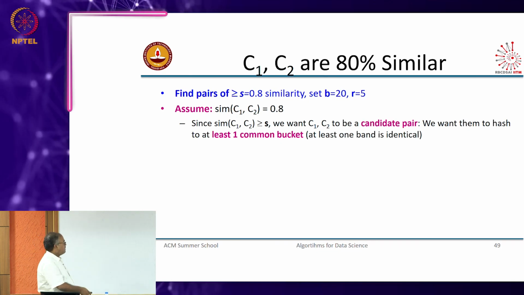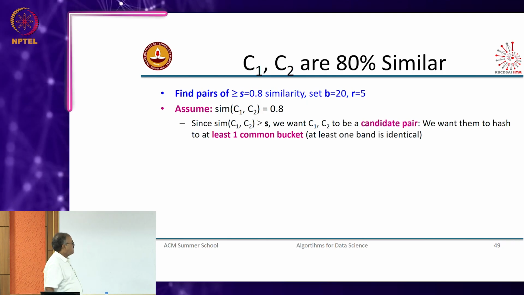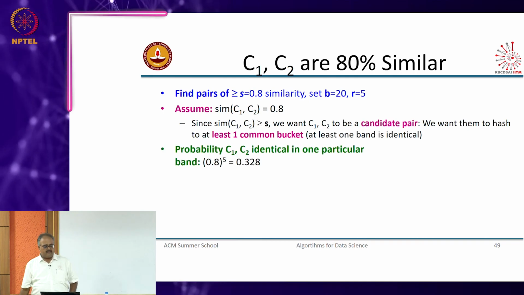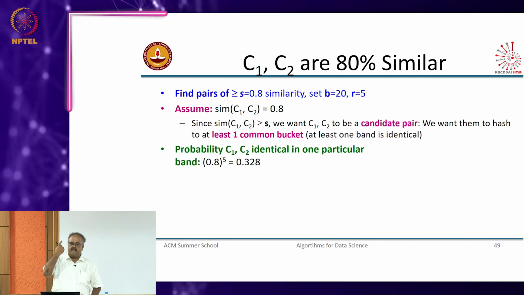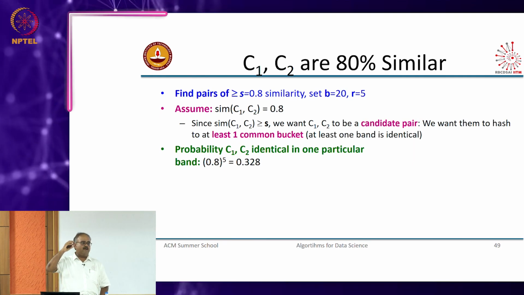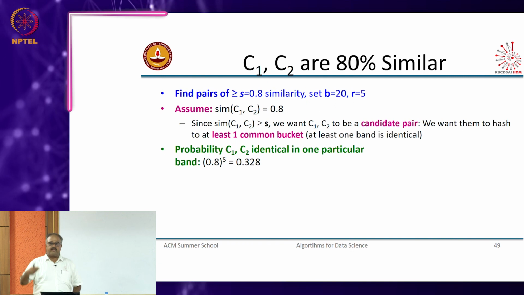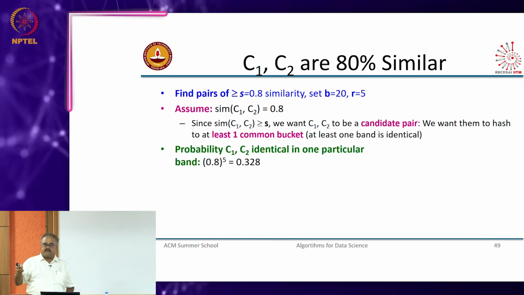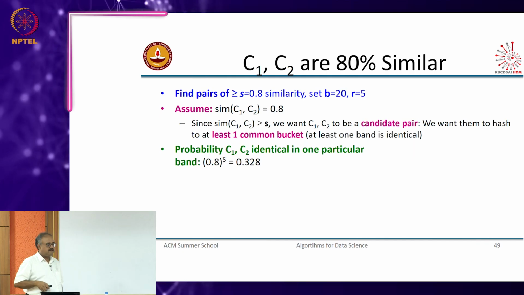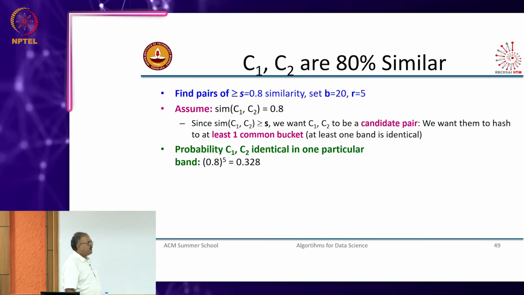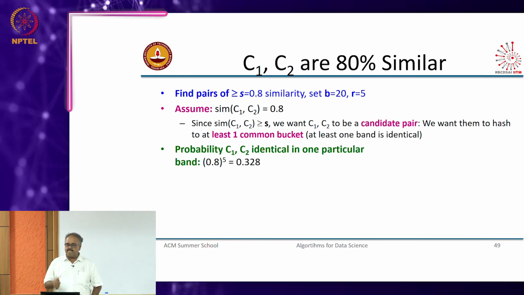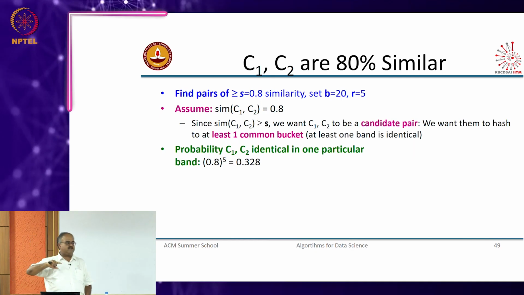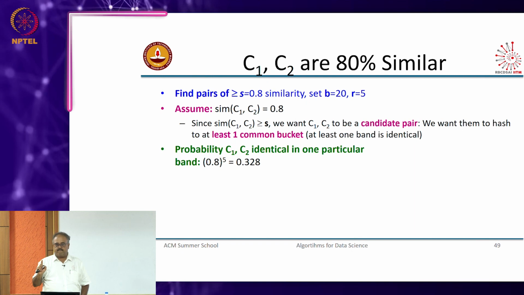So, remember our assumption. If the similarity is greater than 0.8, we want them to hash to the same bin in at least one of those bands. So, given a band, what is the probability they will hash to the same bucket? Assuming that the 5 hashes, the 5 permutations that we are using in that band, are all chosen independently, that means that each event is independent, there are 5 such chances, so it is 0.8 power 5. So, that is the probability that C1 and C2, if they have at least 0.8 similarity, will hash to the same bucket.